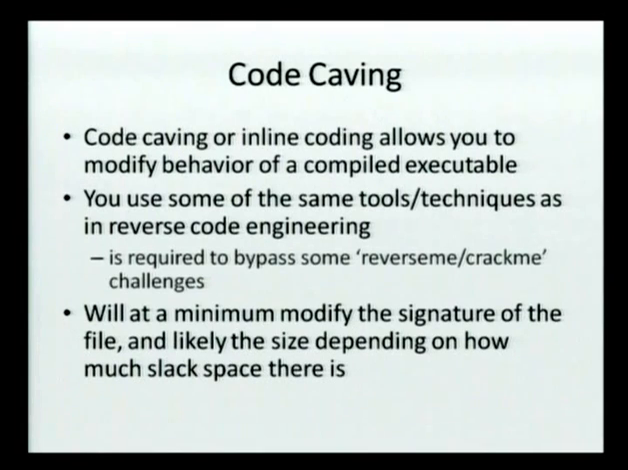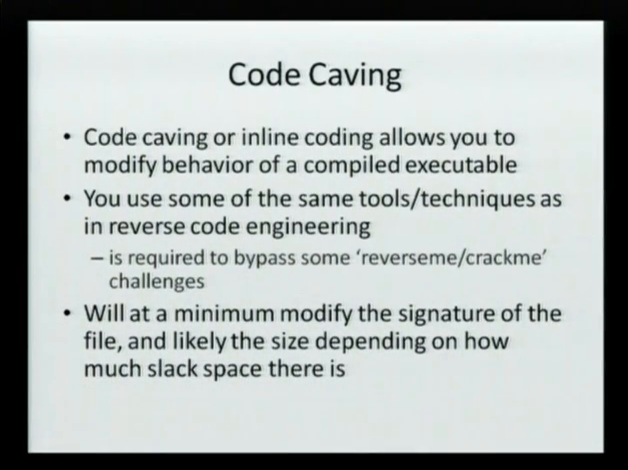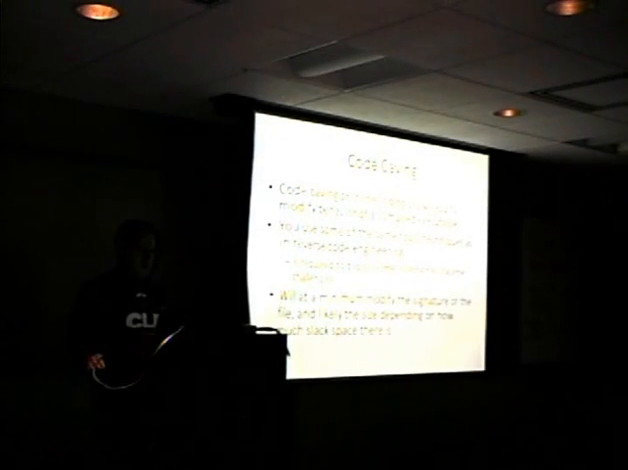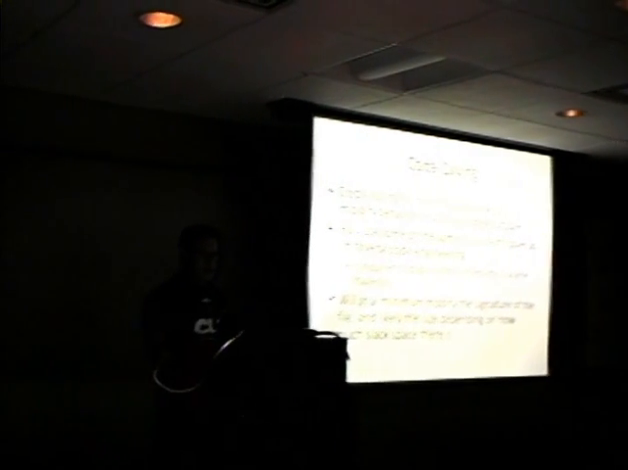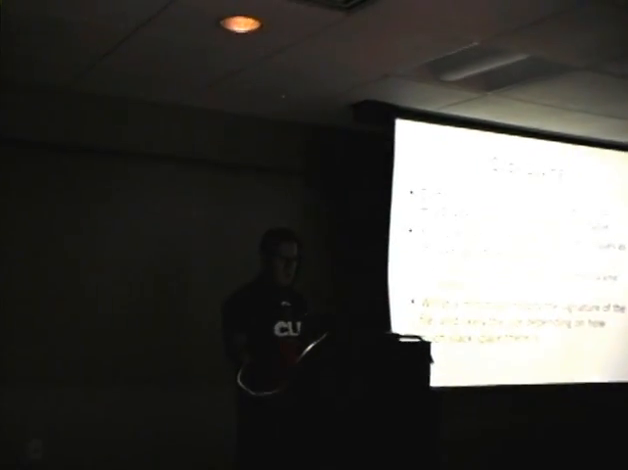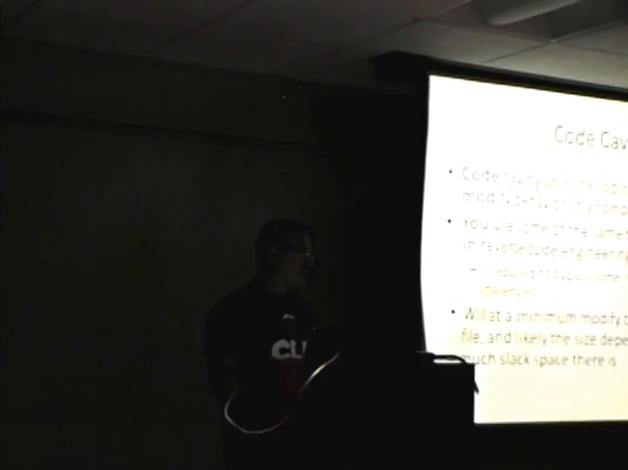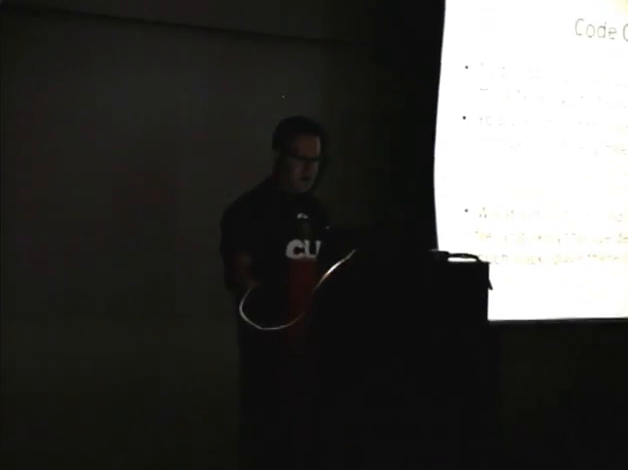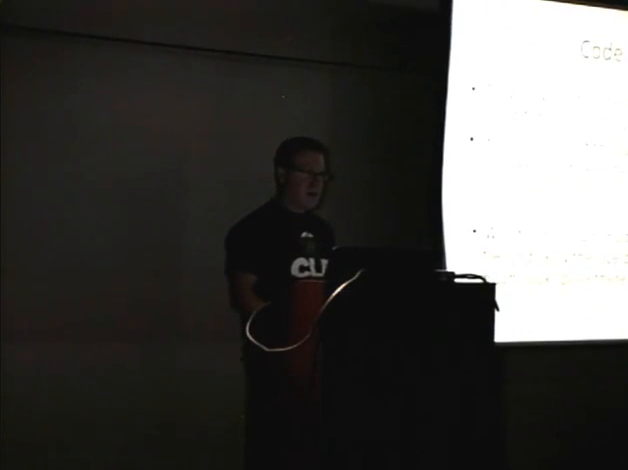So what we're talking about is code caving tonight, and code caving is essentially another name for inline coding. It's taking an executable, opening it up in some sort of format that allows you to actually edit the binary code itself and insert your own code inline. And you can do it by entering your own assembly. There are some tools that you can use to do this as well. Again, we use some of the same tools that we showed in the earlier talk about reverse engineering. We're going to use OllyDbg tonight.